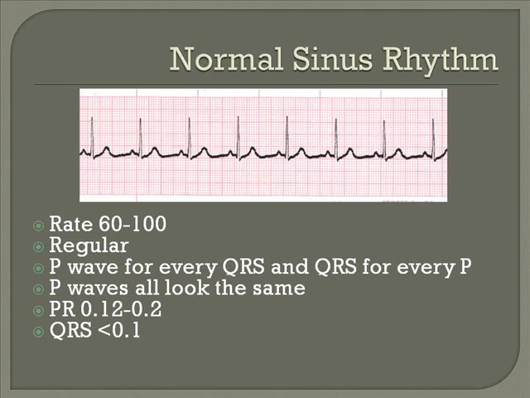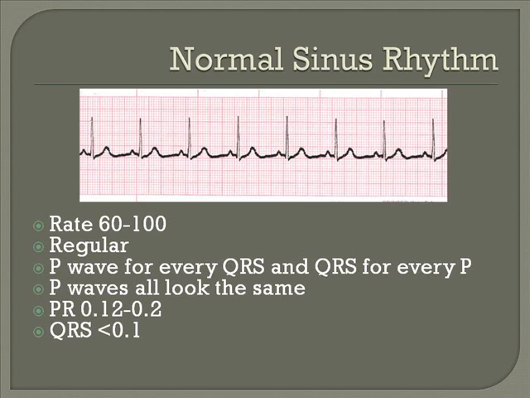When we look at this specific rhythm strip we have, this is a 6-second strip. So we count the number of QRS complexes. There are 8 of them, so that gives us 80 beats per minute. When we measure from R to R interval, we are regular.